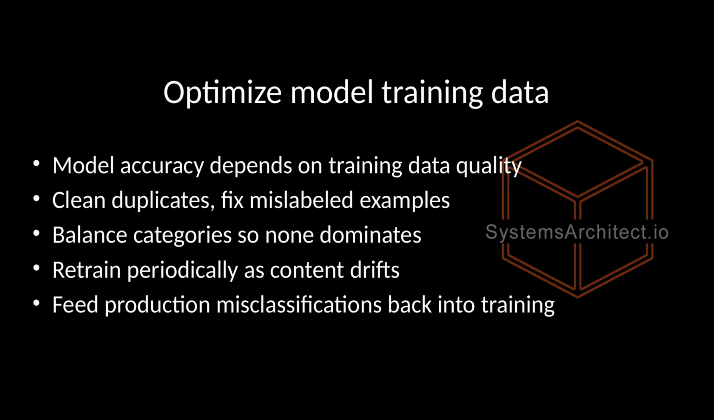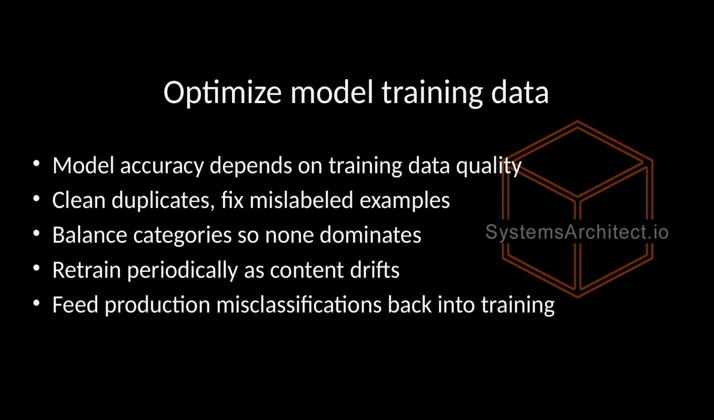14. Optimize model training data. A custom classification model is only as good as the data it's trained on. Sloppy or unrepresentative training data shows up directly in inaccurate results. Carefully curating and cleaning that data meaningfully improves model accuracy.